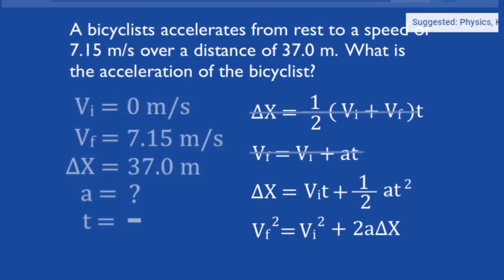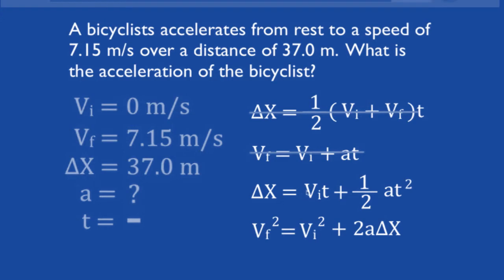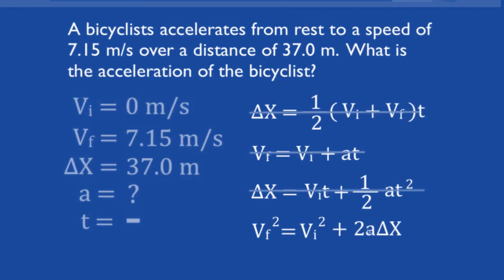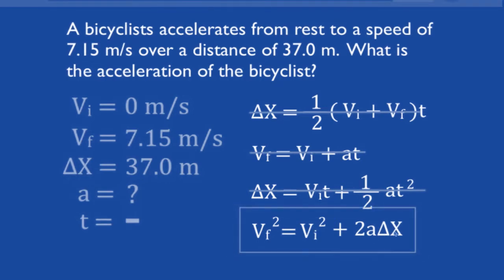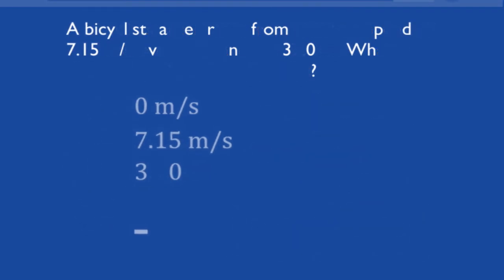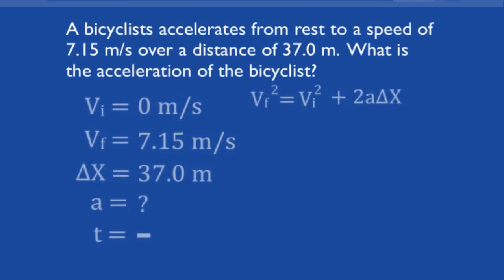The next equation, we are looking for the acceleration, so we do know the variable with the change in position, the initial velocity, but once again we do not know the time, so we cannot use that equation. The last equation, we are trying to solve for acceleration, it has the acceleration in it. We know the final velocity, we know the initial velocity, we know the change in position. This is our equation.